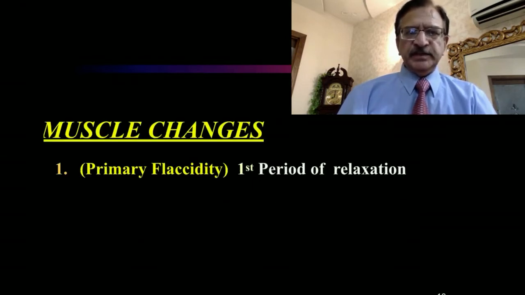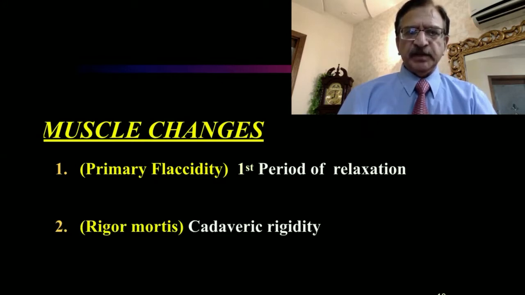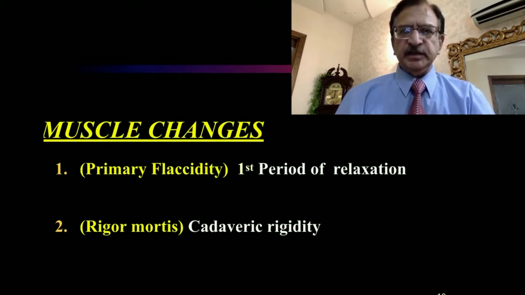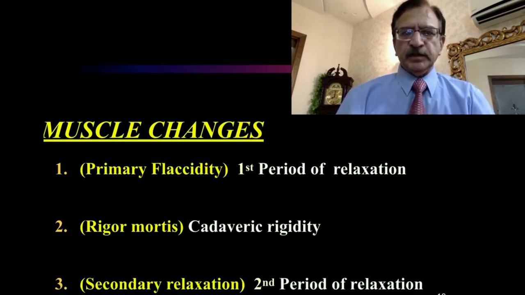The first change is the primary flaccidity. This is the first period of relaxation at the time of death. Then rigor mortis, which is cadaveric rigidity or rigidity after death, which develops after a certain period after death. Then the secondary relaxation, which is the second period of relaxation, and this appears when the putrefaction sets in.